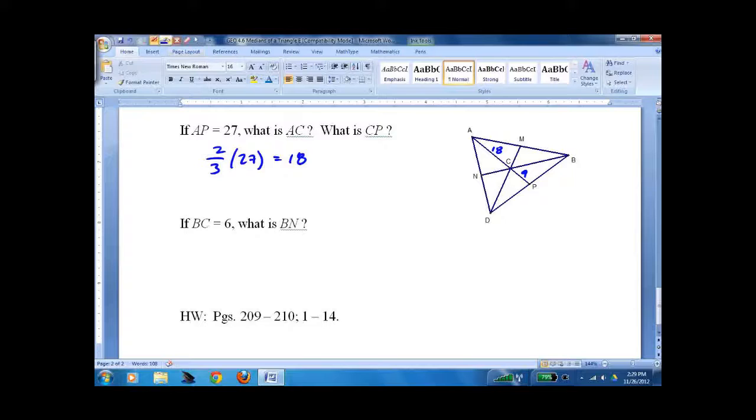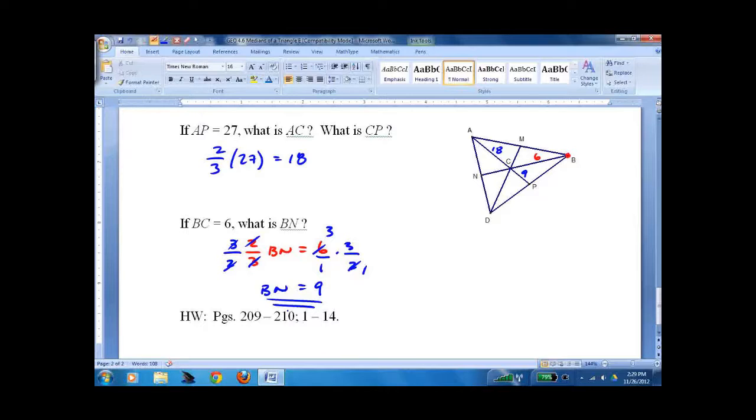This time I told you that BC is 6. So this is tricky. We've been doing 2/3 times the whole distance, so 2/3 of BN is equal to 6. Notice it's from the vertex down, not from the midpoint up. It's the bigger piece. How do we solve this? Multiply by the reciprocal, 3/2, 3/2. This will all cancel, and I'll get left with BN equals 9. Some work ahead of you.